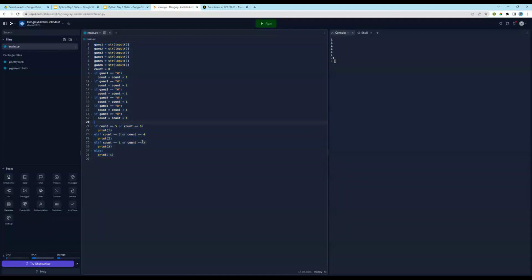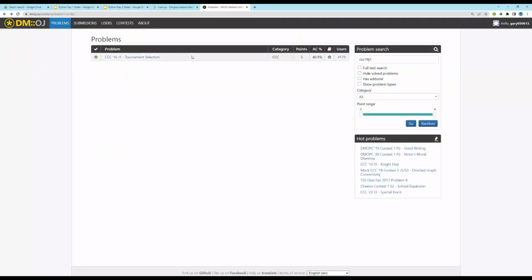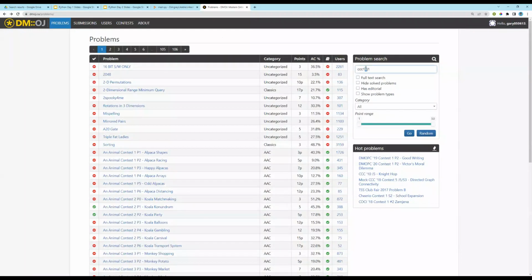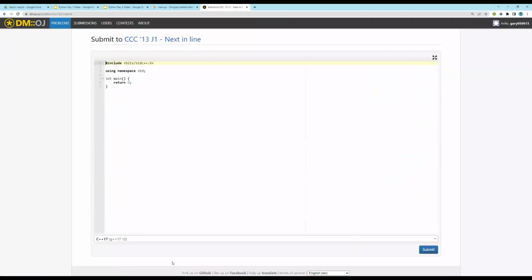So again, sorry for the confusion. There shouldn't be brackets. I was writing C++ code, but this is how you would solve this problem in Python. And let's take a look back at the solution from AppNeat. So that was for CCC CC13. Let's take a look at the solution.